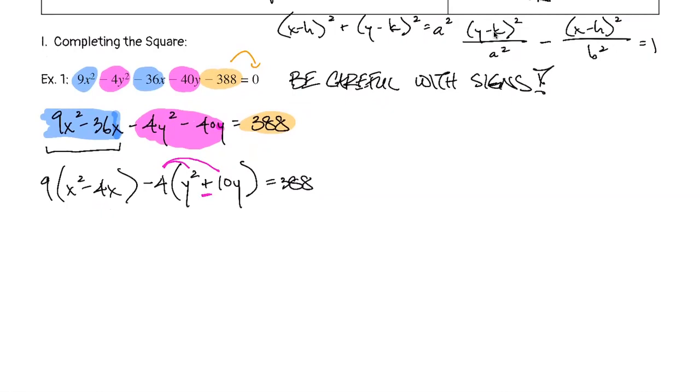What's my B value for X? Negative 4. Good. We want to be exact here. Then we're going to take that b, we're going to cut it in half. Negative 2. And then we're going to take that negative 2 and we're going to square it. That gives us that plus 4. Okay. Minus.